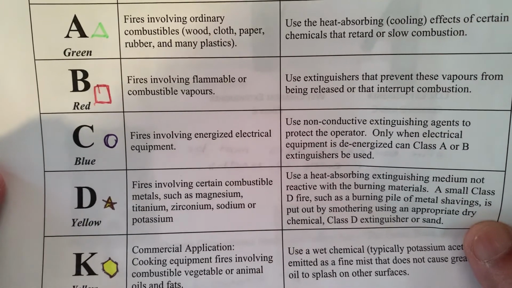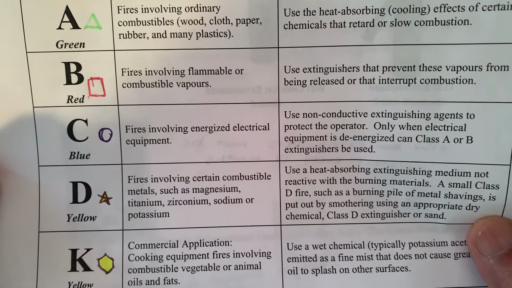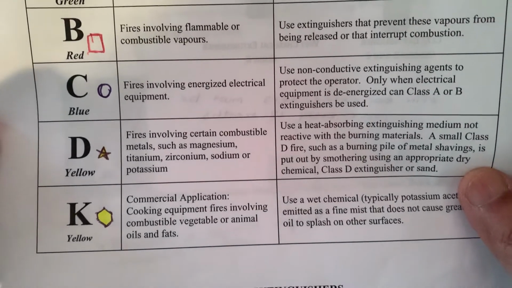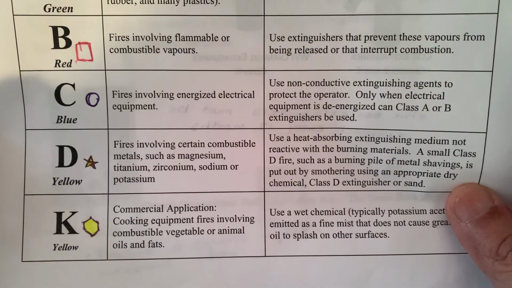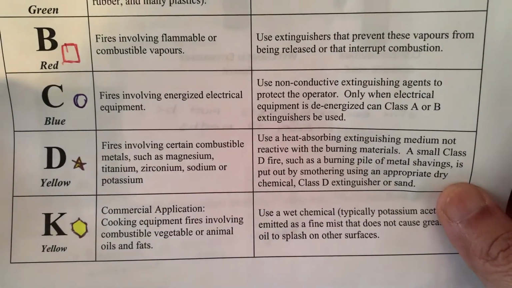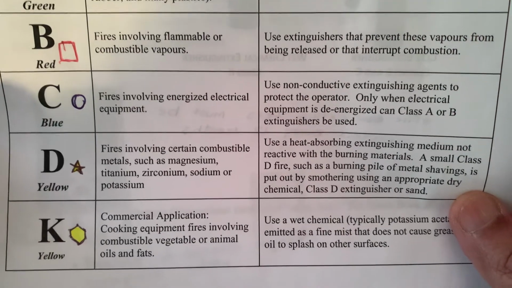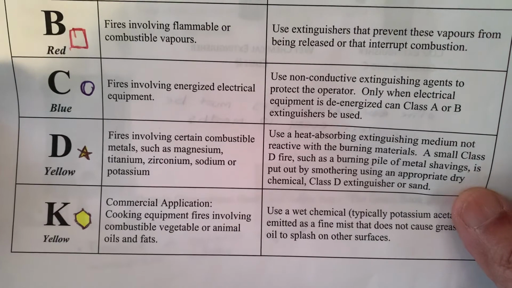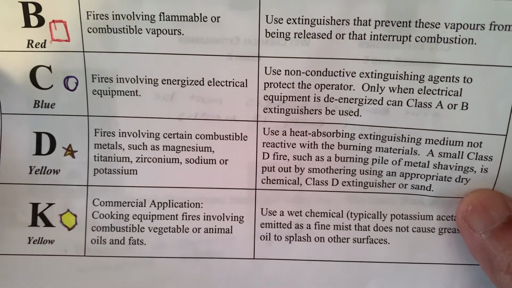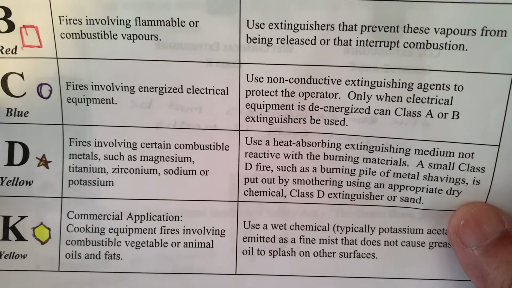If you have C, then you have a blue circle: fire involving energized electrical equipment. That is important, and it can also come in a fill in the blank. Then there is D, which is a star: fire involving certain combustible metals such as magnesium, titanium, zirconium, sodium or potassium. The last one is type K, an octagon with a yellow color: commercial cooking equipment. We have to use a wet chemical fire extinguisher.